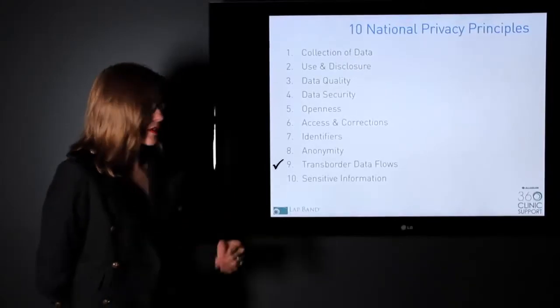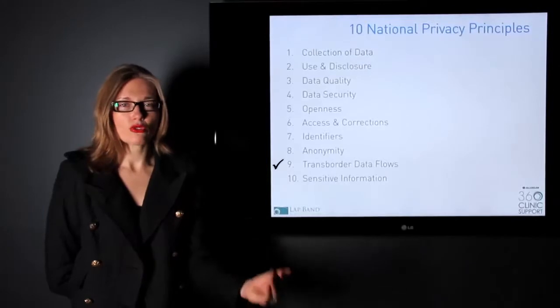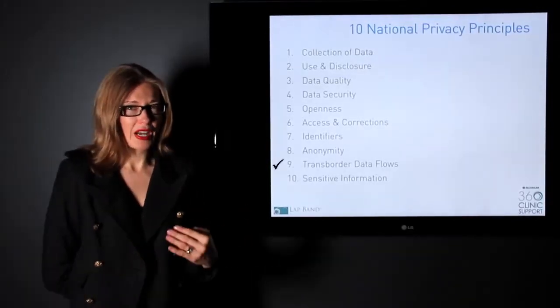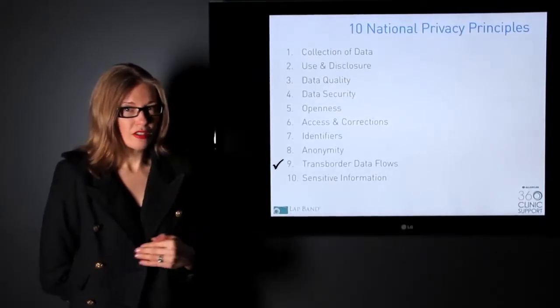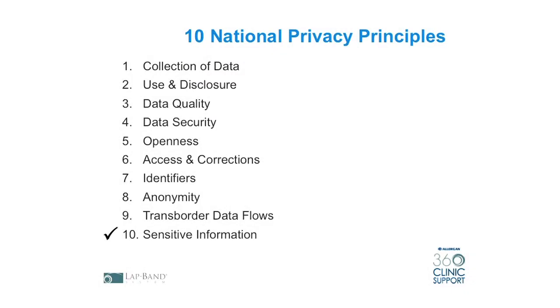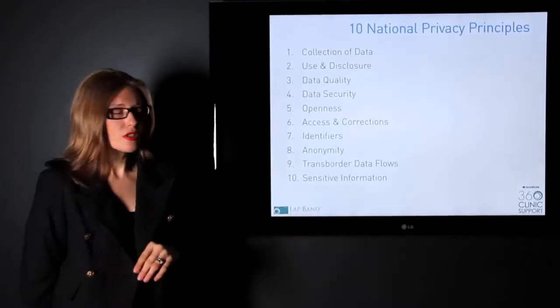Ninth is about transborder data flows, and this is really talking to the international transfer of data. So what are the best practices and what are you and aren't you allowed to do with that data transferring internationally? And then the last thing is sensitive information, and this is particularly relevant within the healthcare industry, and how that information is actually captured and transferred. So they are the 10 national privacy principles.